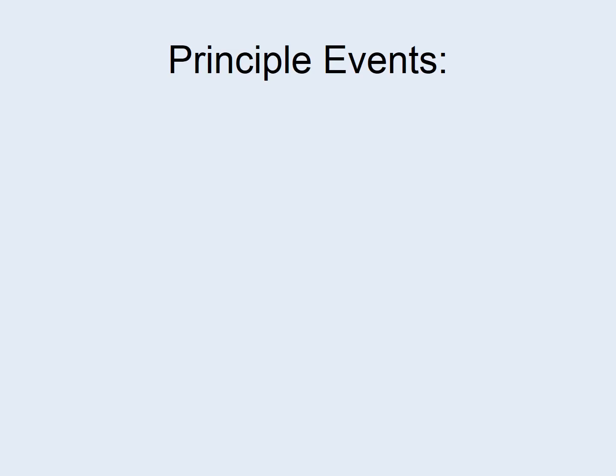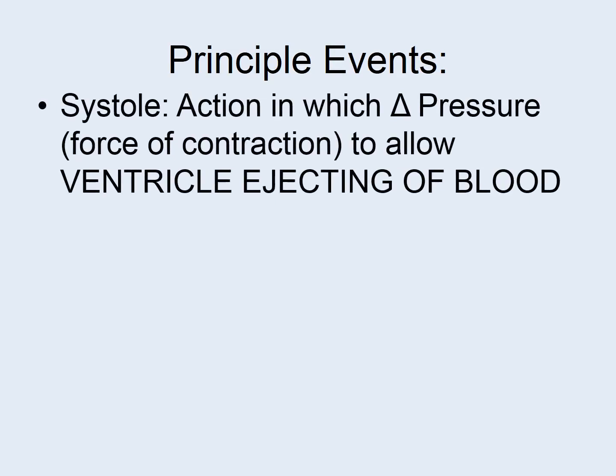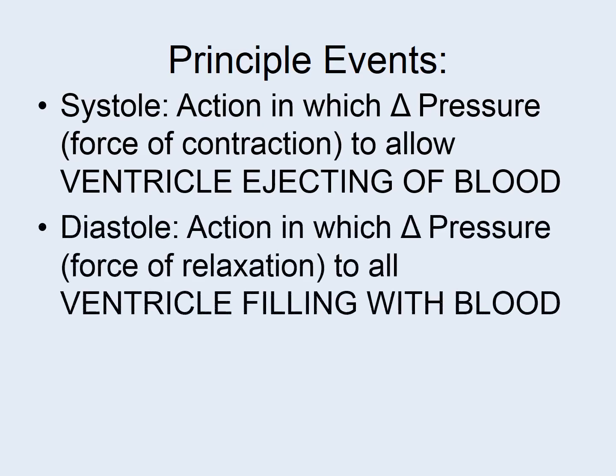So what are the principal events that we see within the contraction? We have the systole. The systole is the action within the heart in which a change of pressure will allow for blood to be ejected from the ventricles into the arterial system. And then we have the diastole, which is the action in a change in pressure, which will allow for the ventricles to fill. The difference between these two establishes the efficiency by which the heart will function.